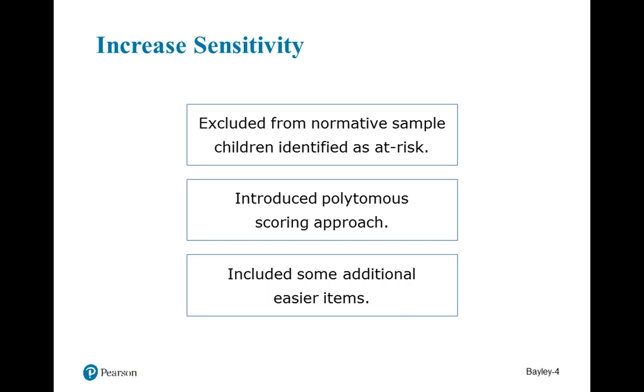Also, the introduction of the polytomous scoring approach helped to increase sensitivity, and that is, it gives you more data points to work with. The more data points you have to work with, the more decision points you actually have for your test items. So that was another thing that increases sensitivity. And also including those additional easier items for early detection of early neurodevelopmental issues was part of that process.